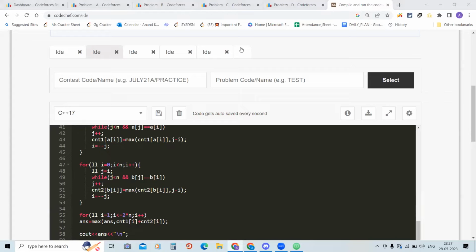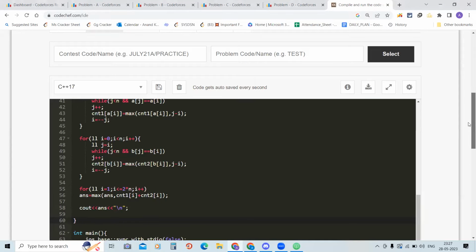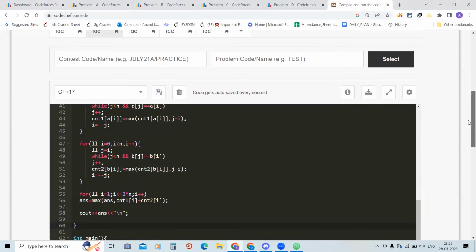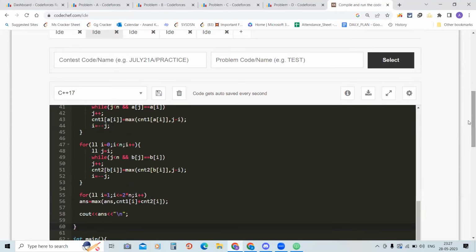Sir, but where did you check that the longest subsequence from both the arrays will be of the same character? Like, there can be 4 2s and 3 2s also in two different arrays. So the longest subsequence is 4, but the characters are different.